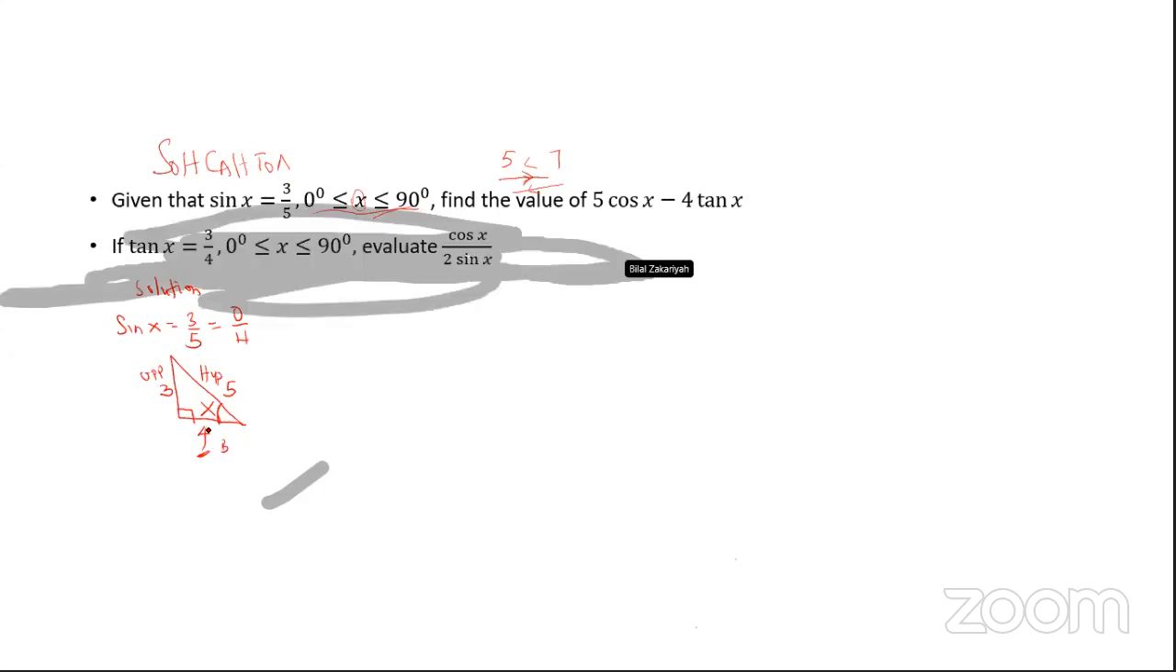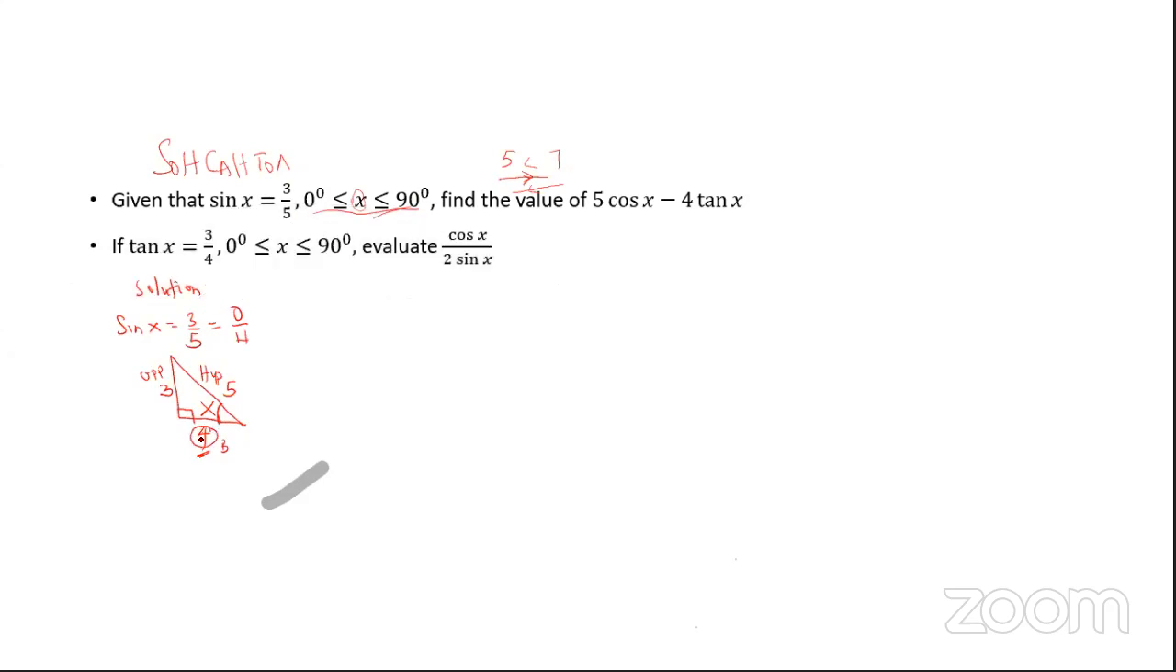So from our Pythagorean triplet, I've got this one to be what? 4. Because I know that if the hypotenuse is 5 and I have this one as 3, then this one must be what? Must be 4. So I've got that, and that's the adjacent. So what did they ask me to find? They asked me to find 5 cos x minus 4 tan x. It means I need the value of what? I need the value of cos x. Cos x should be what?